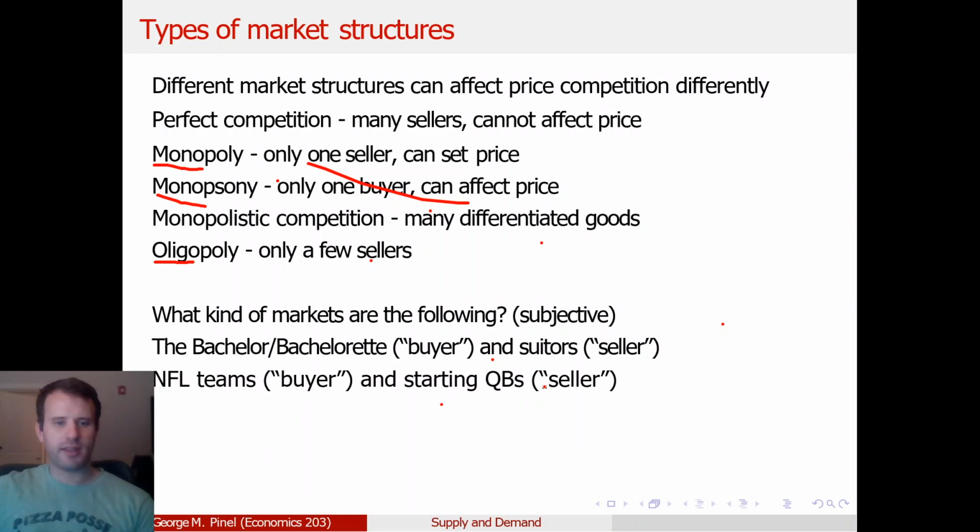What about when NFL teams are the buyers and starting QBs are the sellers? So there are 32 NFL teams. So maybe a little bit more than I would consider oligopoly. They're the buyers, so I guess I shouldn't say they're competing. In this particular example, I have them as the buyers. So the starting QBs, maybe there are also 32 of them. So they're more or less kind of perfectly matched.